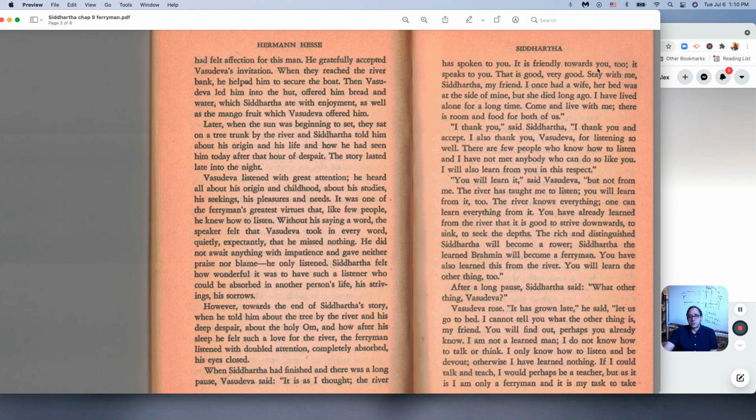"It is friendly towards you, too. It speaks to you. That is good. Very good. Stay with me, Siddhartha, my friend. I once had a wife. Her bed was at the side of mine, but she died long ago. I have lived alone for a long time. Come and live with me. There's a room and food for both of us."